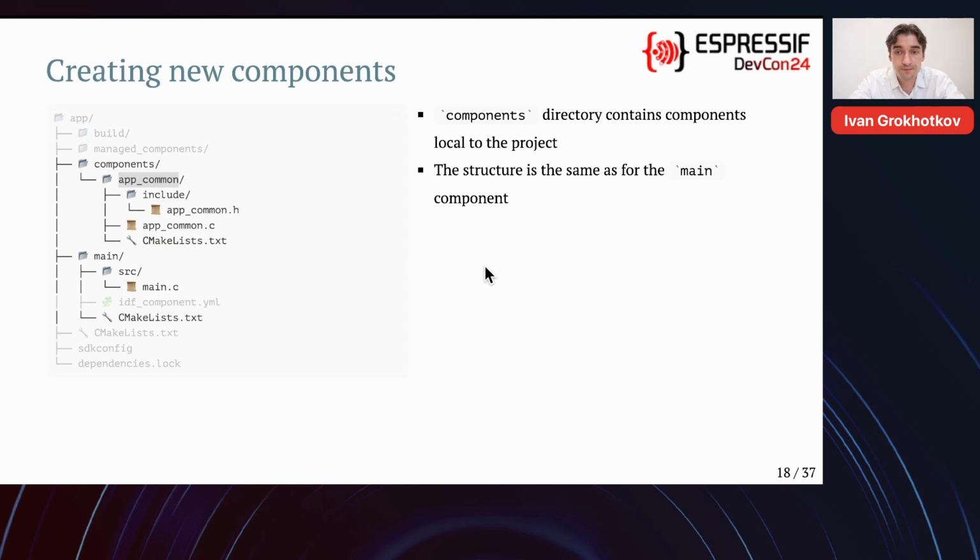The structure of the component defined in components directory is the same as for the main component. You can have a CMakeLists file, you can have IDF component YAML file, you can have Kconfig and all the other things that we talked about, and also the things we will cover in the future.